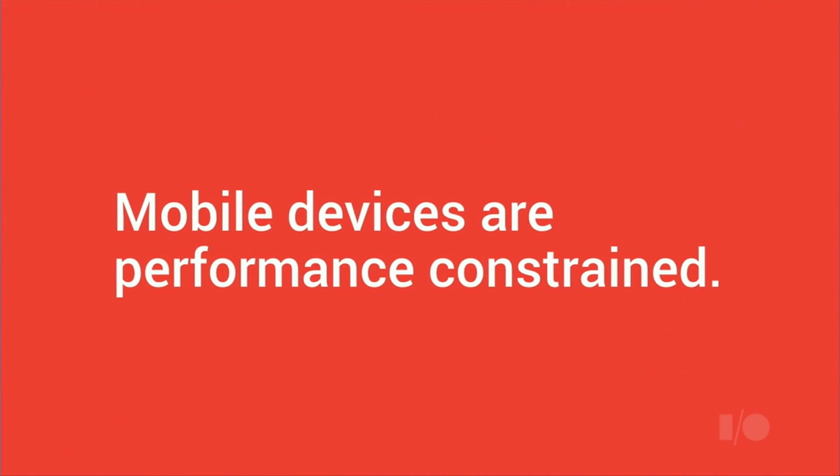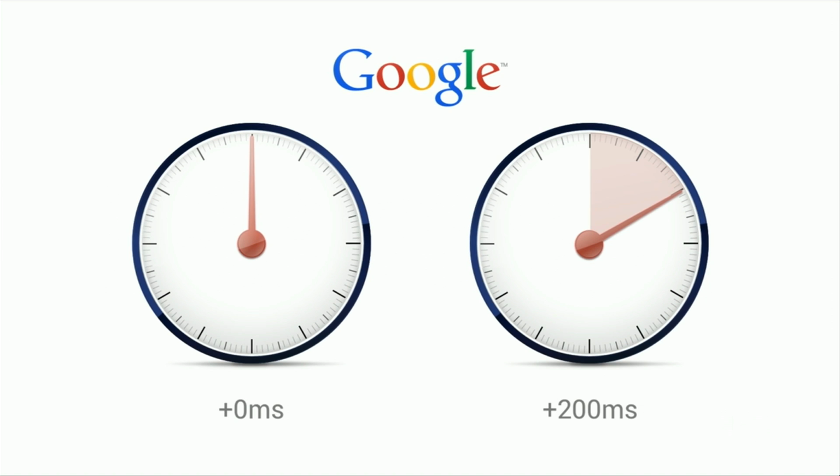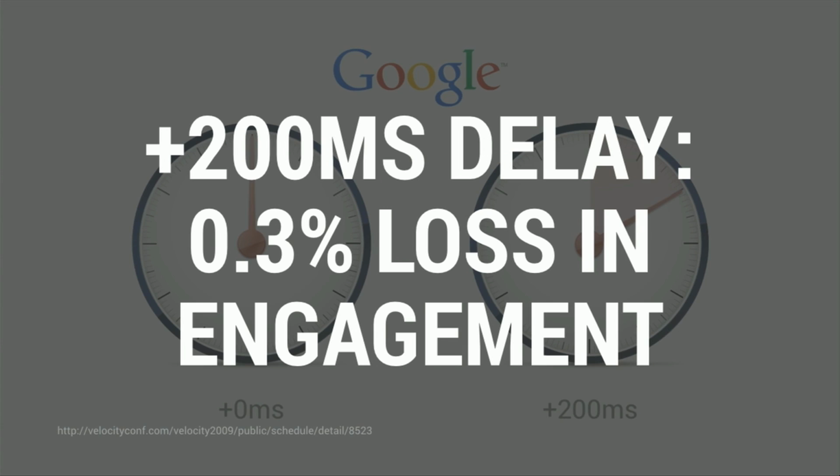The thing about these devices, more people are using them, but they're performance constrained. If you have a performance problem on your desktop, when it hits the mobile device, it's going to be really painful. And if you're asking yourself whether this is a big deal, let's just cover the stats very quickly, a couple that are interesting. A 200 millisecond delay to Google results caused a 0.3% loss in engagement. This is a study that we did a few years ago.